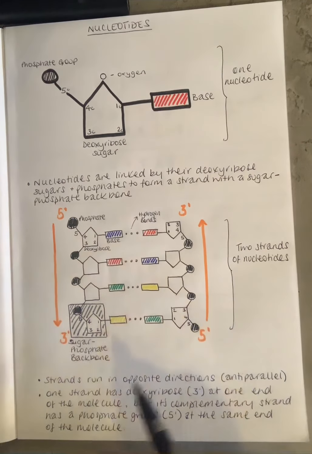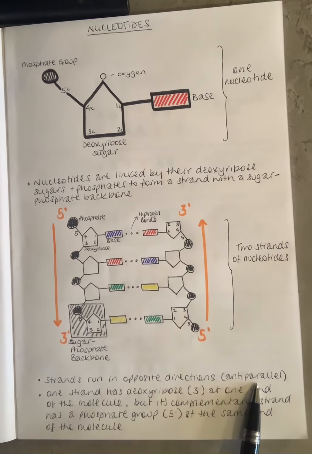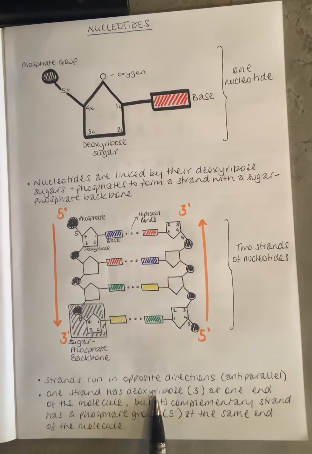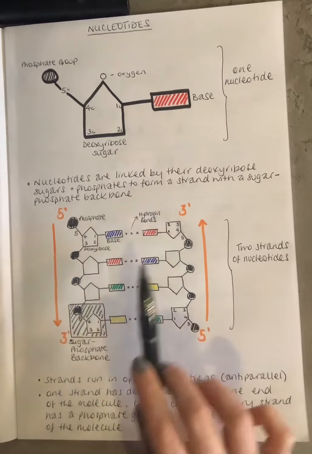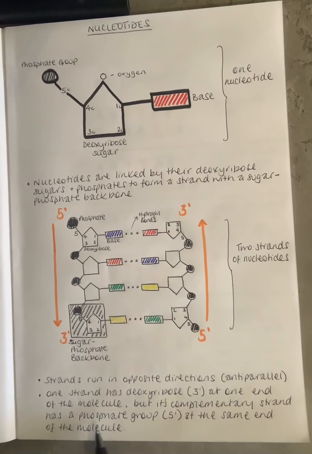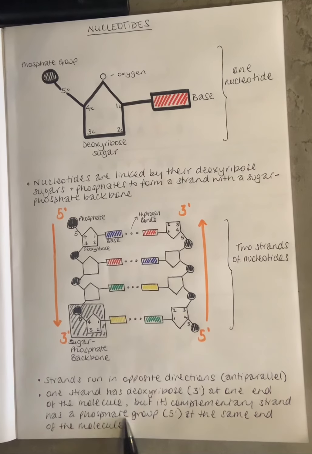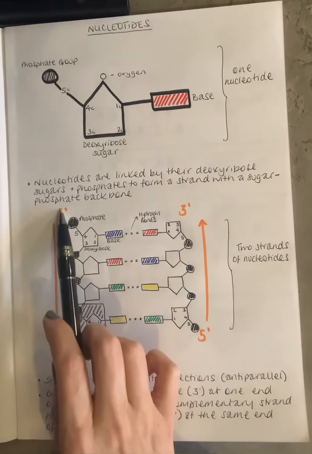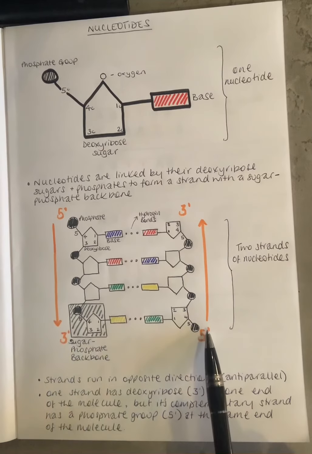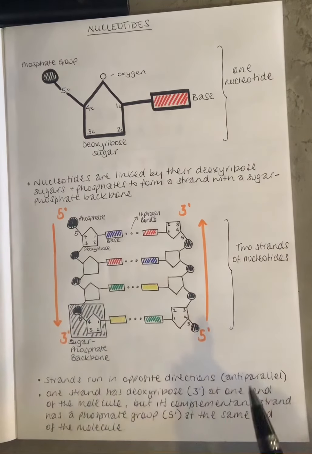So as we're saying here, strands run in opposite directions. One strand has a deoxyribose 3 end at one end of the molecule, but its complementary strand has a phosphate group or a 5 end at the same end of the molecule. So 5 to 3, 5 to 3, antiparallel structure.